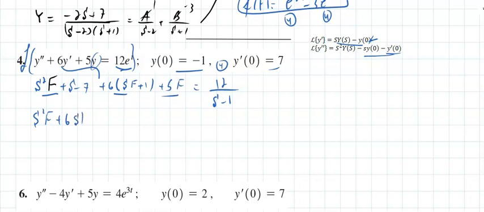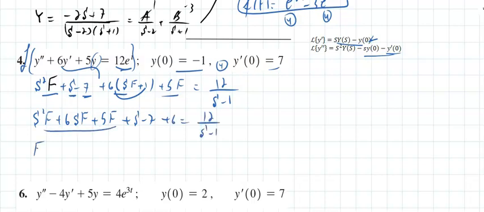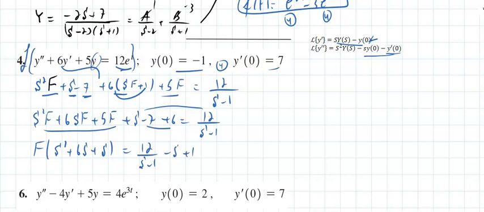Plus 6s f plus 5f, right? So that's those three. Plus s minus 7 plus 6 equal 12 divided by s minus 1. So if I factor an f out of this, again, hopefully I'm not confusing you. Most books use that. This author likes the capital Y, which is cool. That is 12 divided by s minus 1. So when I move it to the right, this is minus s, and this is plus 1.